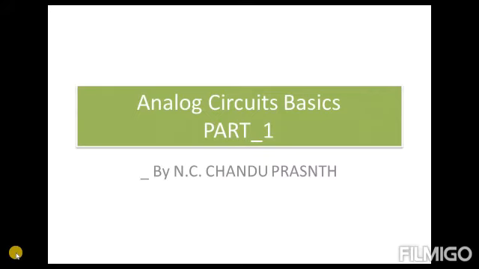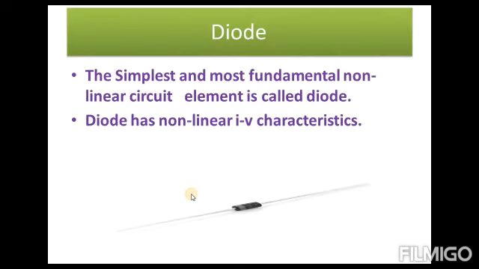Today we are going to discuss the basics of analog circuits. First one is diode. The simplest and most fundamental non-linear circuit element is called diode. Diode has non-linear IV characteristics. IV means current and voltage characteristics.